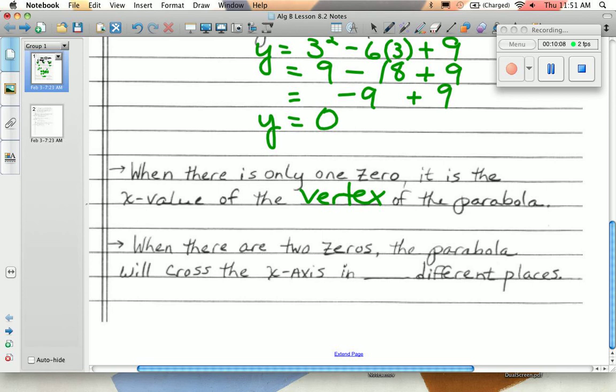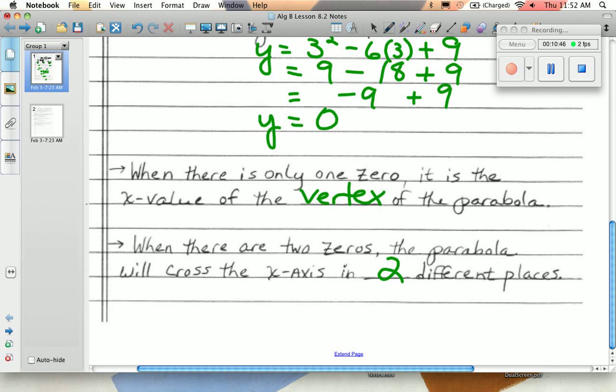So if they tell you what the vertex is and they say there's only one zero, you get to say, oh, well then that zero is the x value of that vertex. When there are two zeros, or in other words, I say to you there are two zeros for this parabola, you don't get to see the graph, you should be able to say to yourself, when Mrs. Legrand says there are two zeros for this function, what should happen with the parabola crossing the x-axis? It better touch in two different places, because there are two zeros. And of course we know that when there are no zeros, it doesn't touch at all.